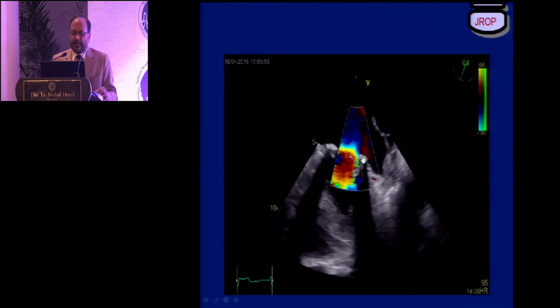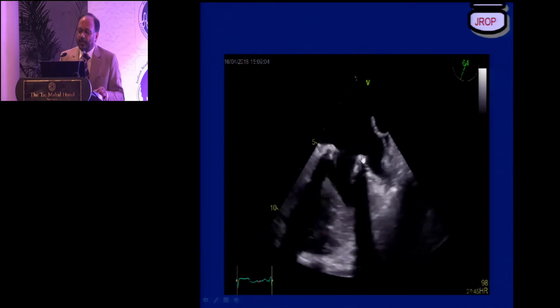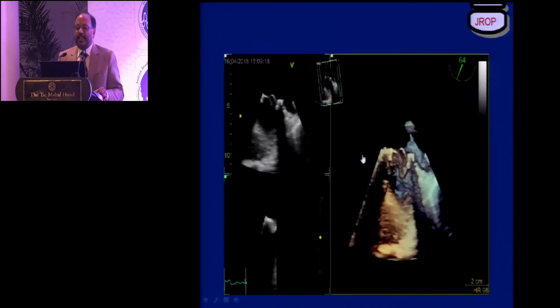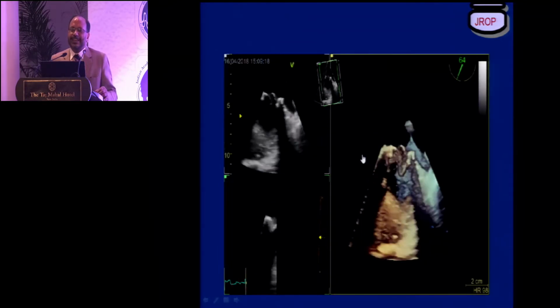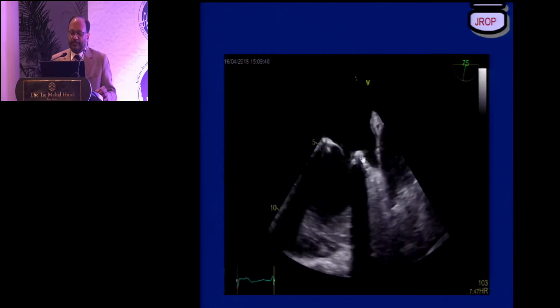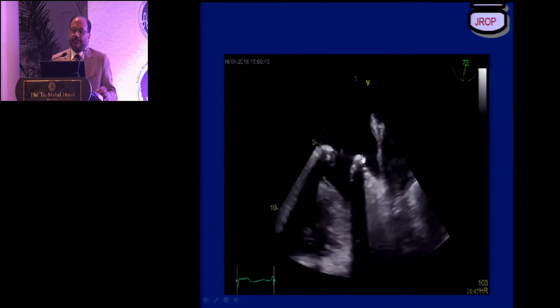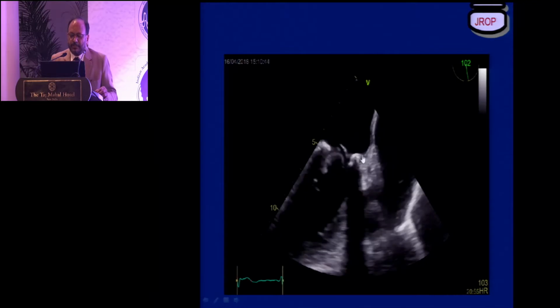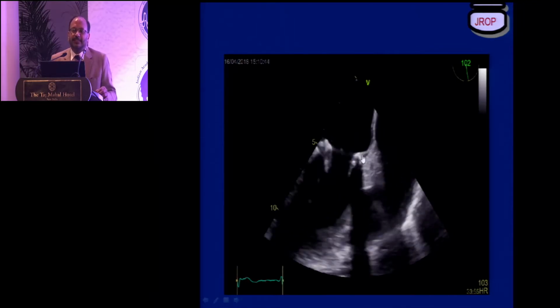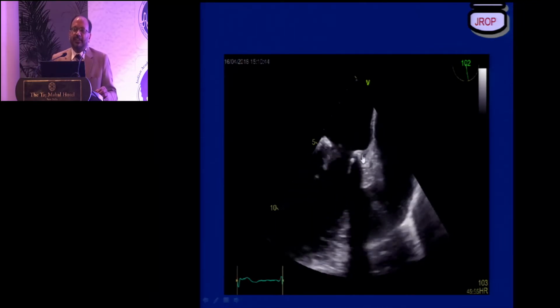We went on to do multiple viewing by 30, 60, 90 degree, and now with a single loop, just adding the depth of a narrow loop 3-dimensional echo, we could see this kind of picture. But the question remains what exactly this is. How can we have 3 leaflets in a bioprosthetic valve?